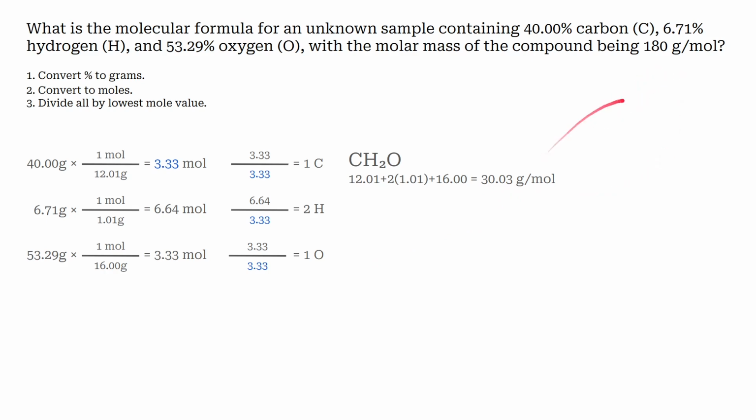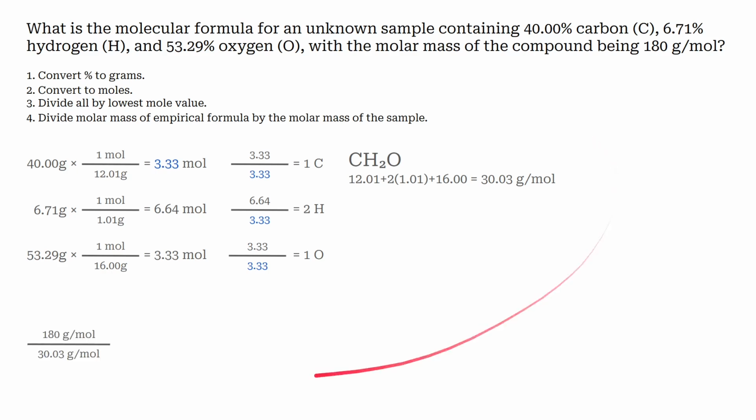Although our ratios of elements are correct, it is still far off from our sample with a molar mass of 180. So what we do now is to divide the expected molar mass by the molar mass of the empirical formula, and that approximately equals 6. We then multiply the atoms of the empirical formula by 6. Think of it like using distributive property. The molecular formula is C6H12O6.